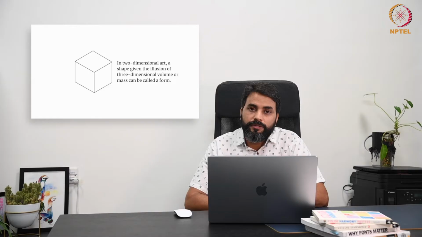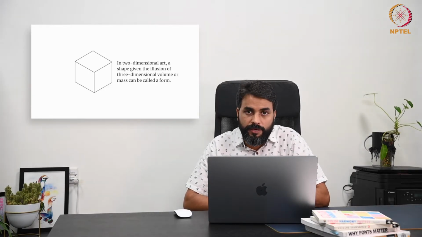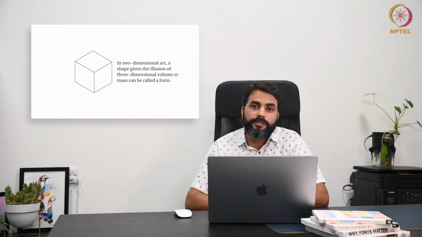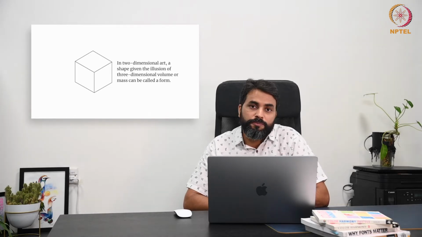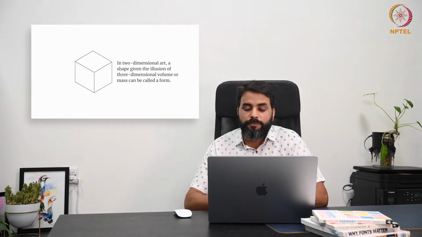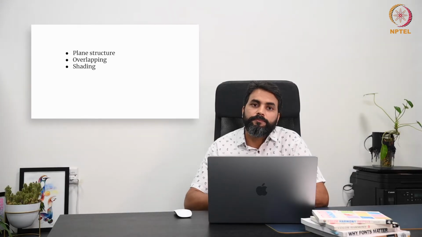Form can be physical, like the book we saw, or like a sculpture, building, or anything which is there in a physical setup. Or it can be implied through the use of light, shadow, perspective, and texture in two-dimensional space.